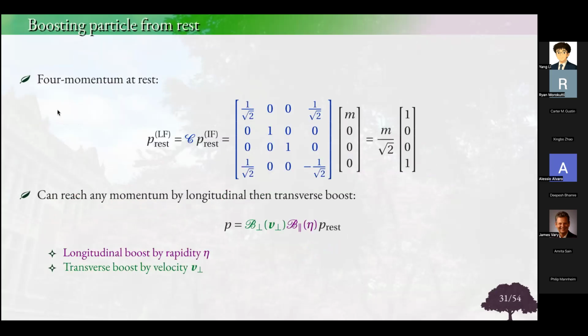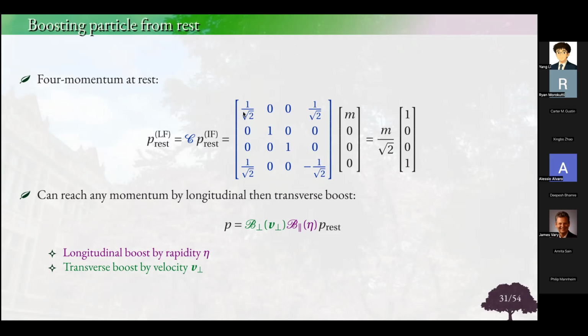Another really nice application of this, combining the light front transverse boost with a longitudinal boost, is that you can reach any momentum from rest using these boosts that leave light front time invariant. First, what you would consider to be rest: in instant form, it's just that the energy is m and the components of momentum are zero.